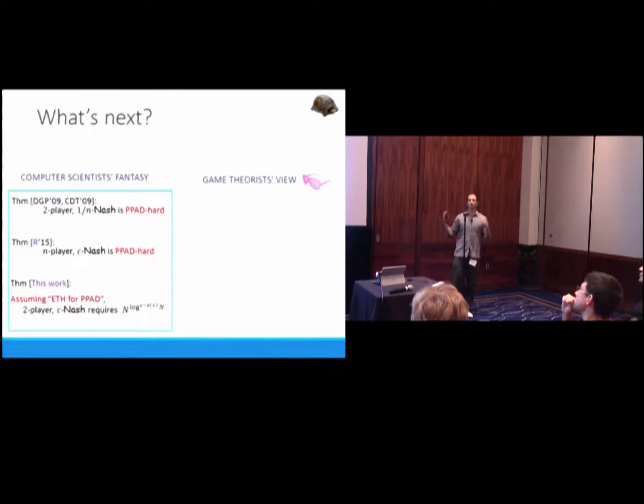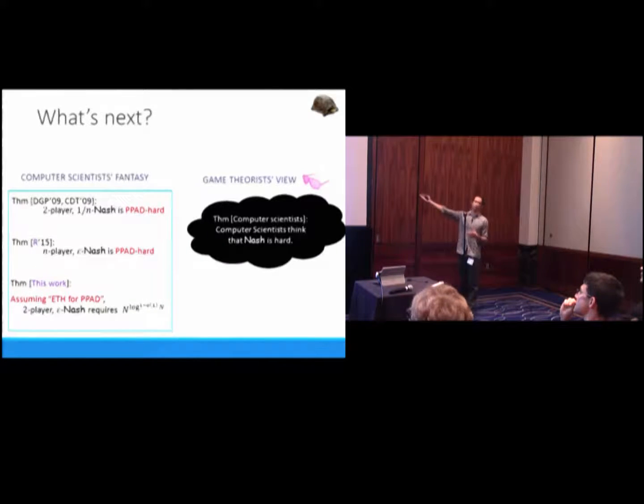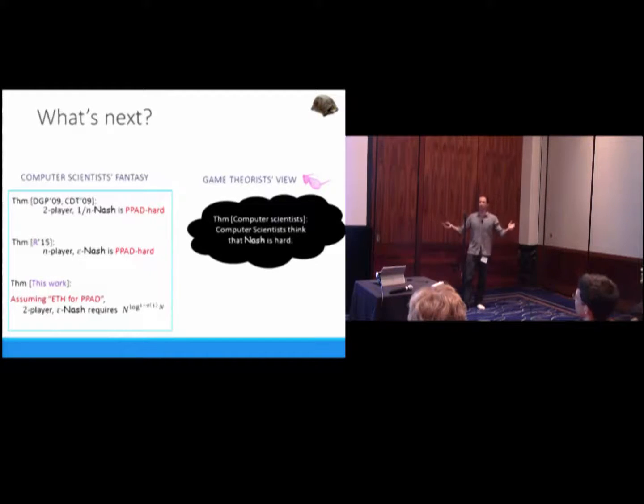Those assumptions are inaccessible to people outside our community. So of course, I don't expect any game theorist to read the proof, but even the theorem statement as it is is not accessible. So what game theorists can see from this is that computer scientists think that Nash is hard. And this is a problem with computational complexity. We don't know anything better than proving conditional lower bounds.